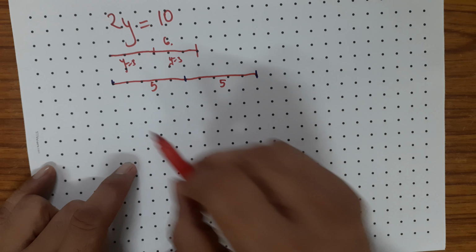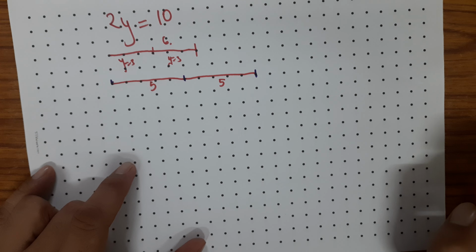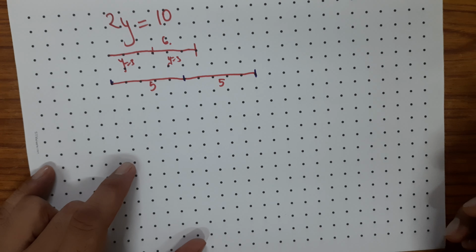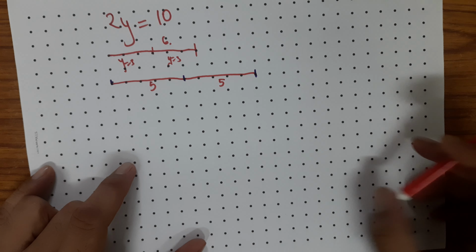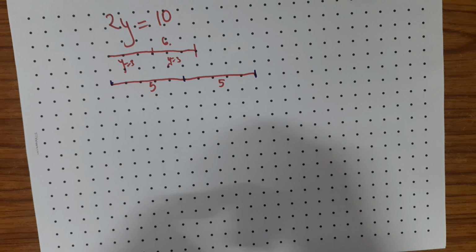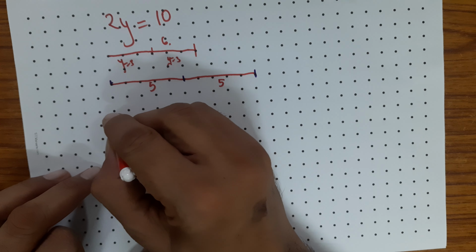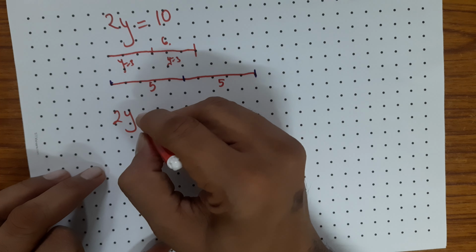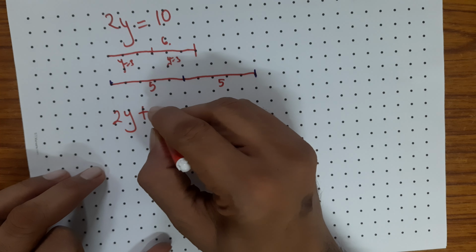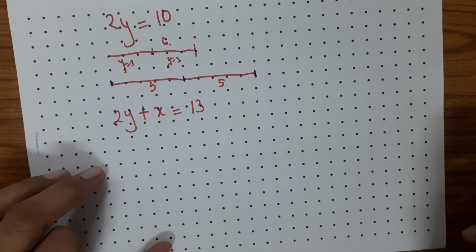So once I have a single variable, this equation is very easy to solve because I just have to split that length into two pieces. So this I think is fairly straightforward to understand, right? So let's say we had some equation in which you had 2y plus x is equal to something, 13, okay?